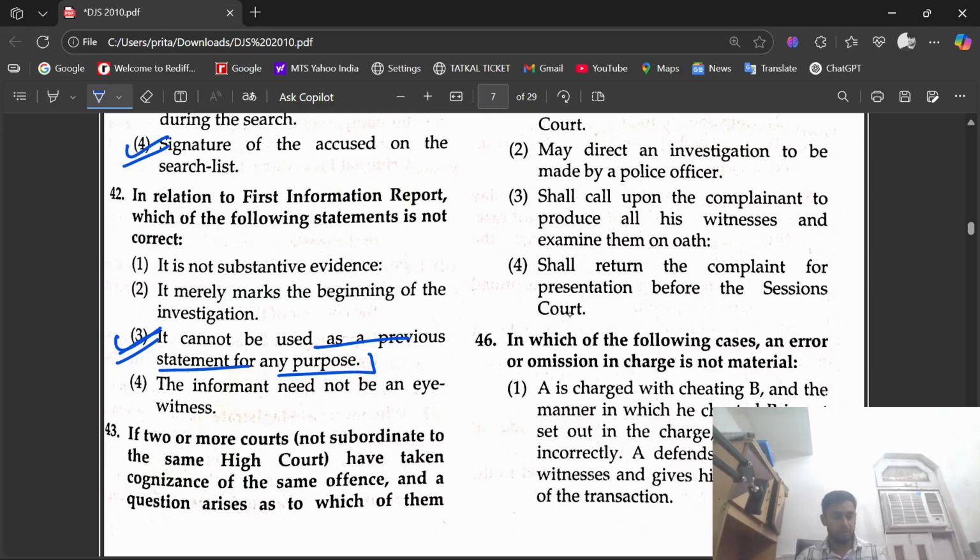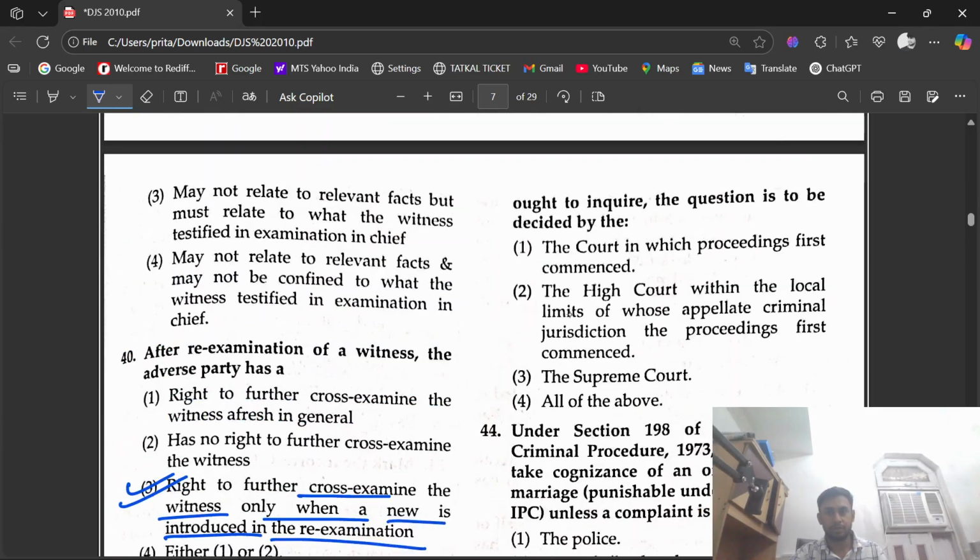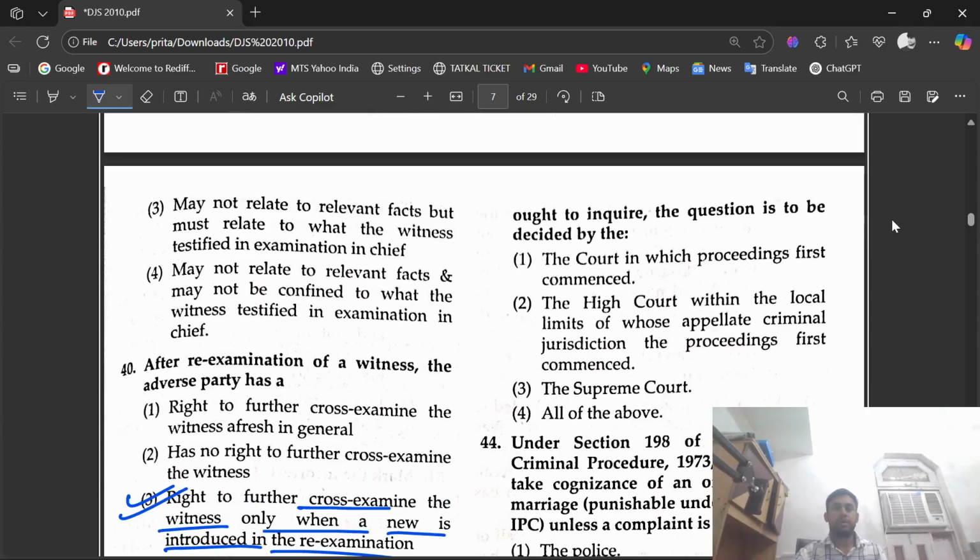See the next question. Question number 43. What it says: if two or more courts not subordinate to the same High Court have taken cognizance of the same offence, and a question arises as to which of them should inquire, the question is to be decided by the court in which proceeding first commenced, the High Court within the local limits of whose appellate criminal jurisdiction the proceeding first commenced, or the Supreme Court.